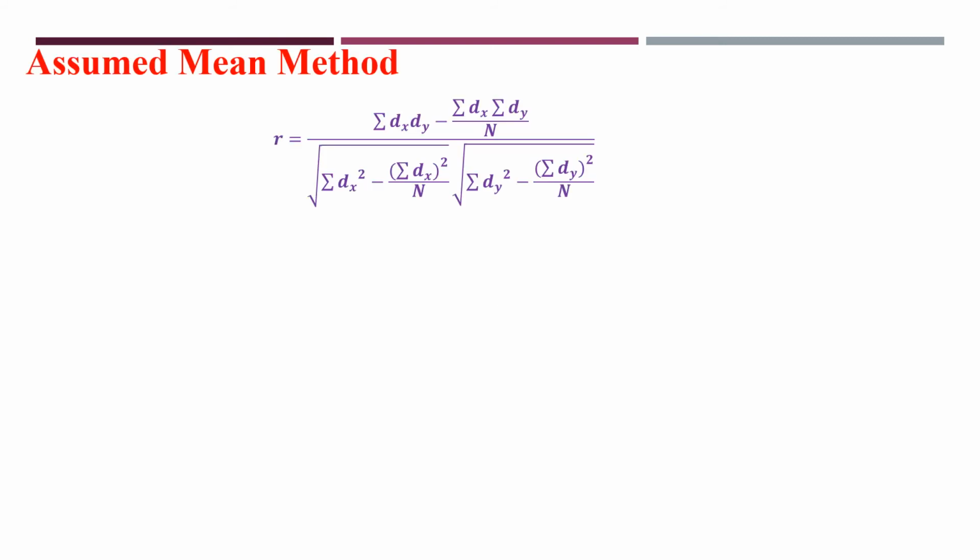Next method, assumed mean method. Now this formula is the same as your first method, which is the direct method. In the direct method, we had the formula as summation xy minus summation x summation y upon n. Now here, instead of x and y, we are having dx and dy. That is the only change. Same first formula, first direct method formula, except instead of x and y, we are having dx and dy. So I'll tell you what are dx and dy.